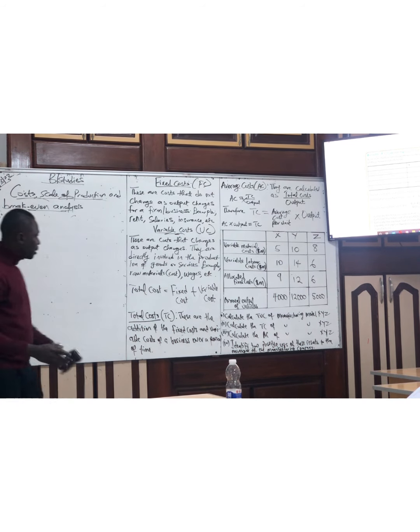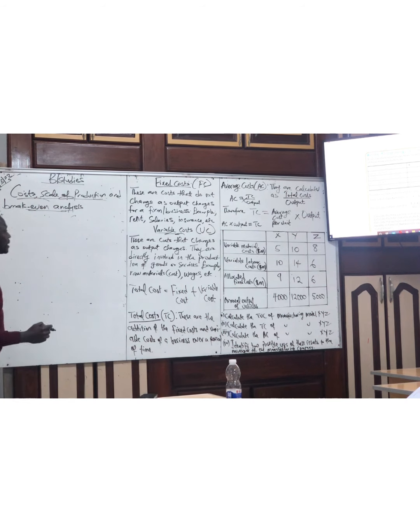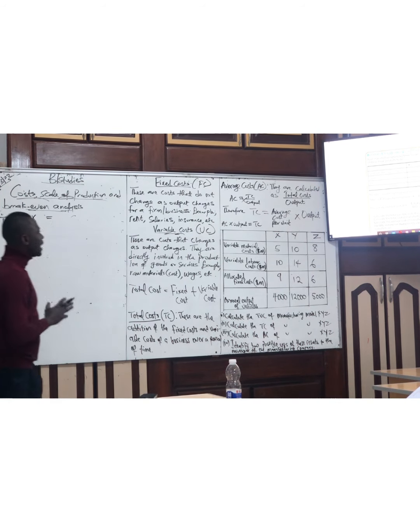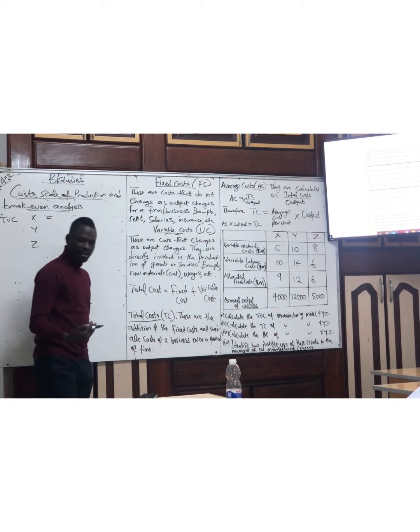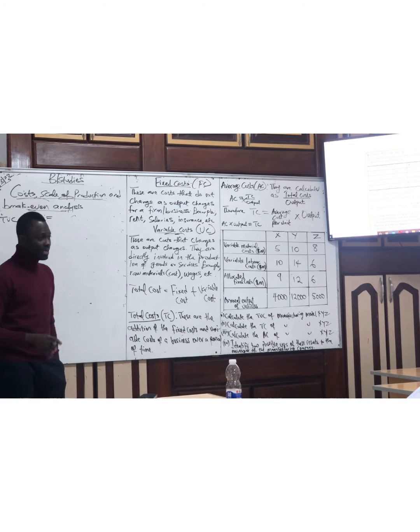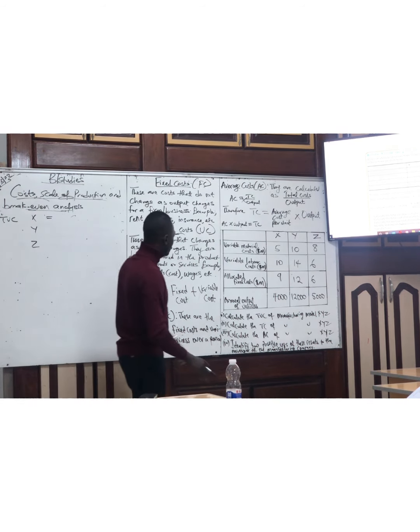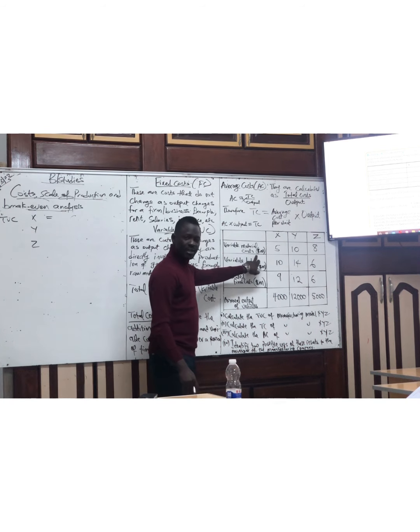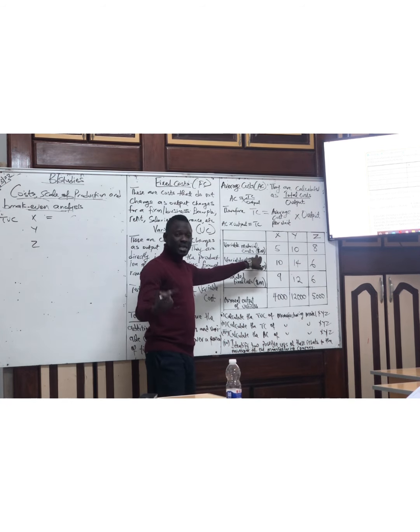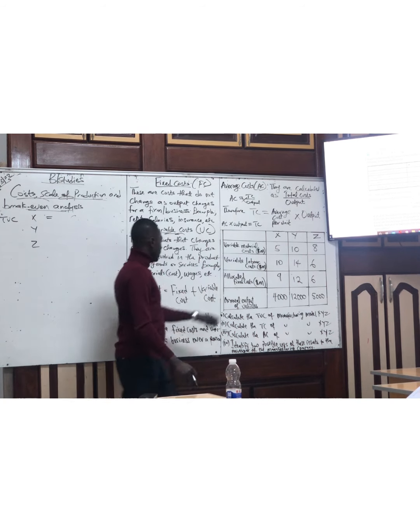So we are going to calculate the TVC, that's the total variable cost, for model X, Y, and Z. For model X, the total variable cost is, you know what variable costs are? Costs that change as output changes, right? Based on what we have here, we have variable cost on raw materials. Remember I told you one of the examples of variable cost is raw materials, right? Yes.